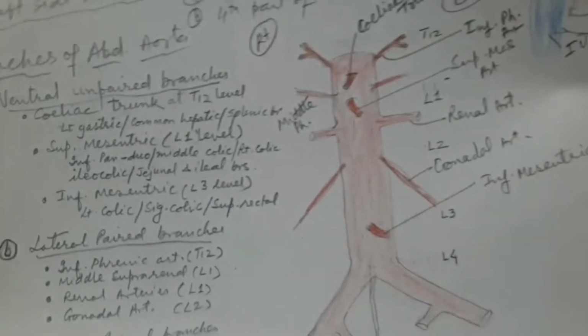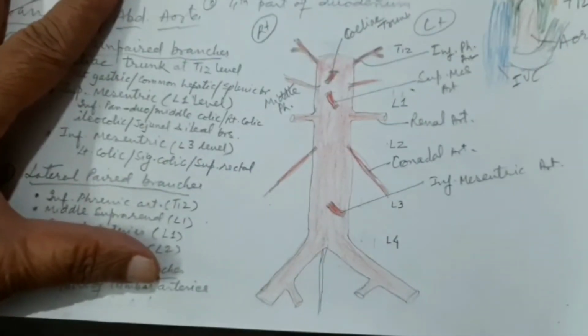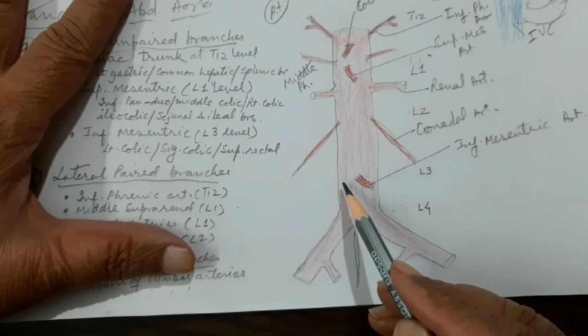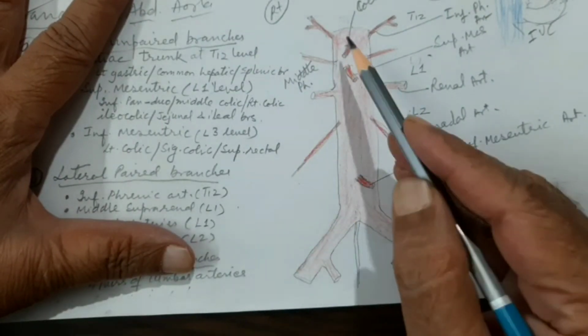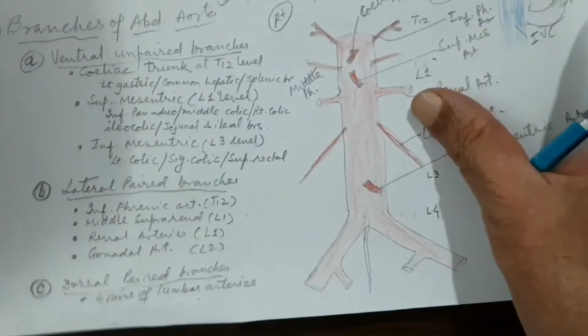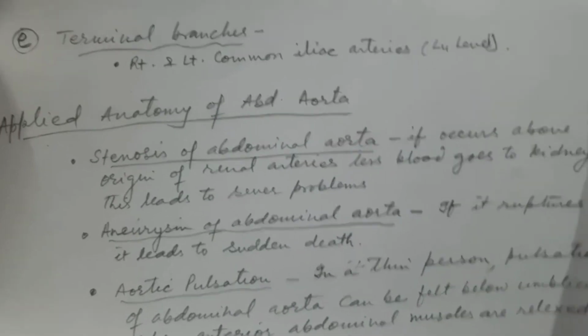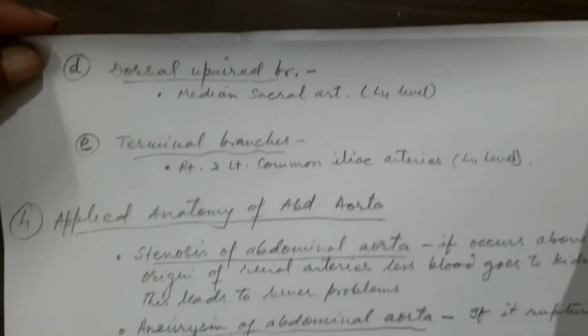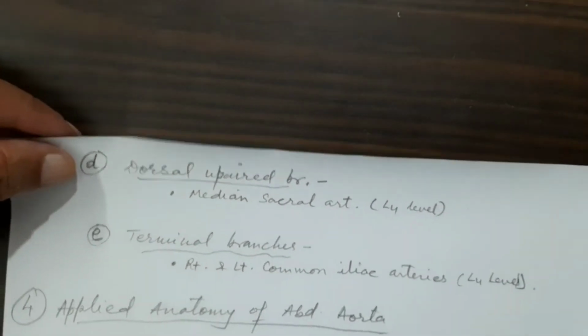Now coming to, I have not shown here the paired arteries, which are the lumbar arteries, but you can draw them, right from L1, L2, L3, L4, four on this side and four on that side. So these are, let us come to the fourth class of the arteries which takes origin from the abdominal aorta.